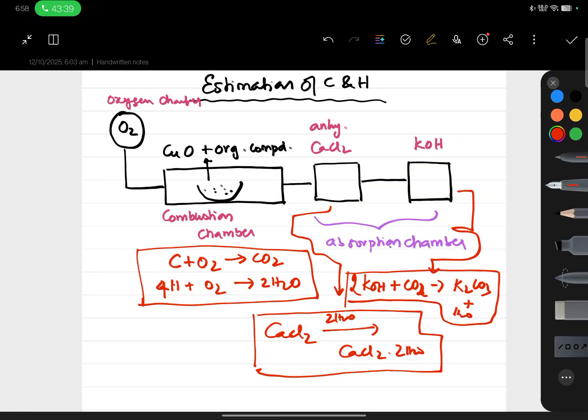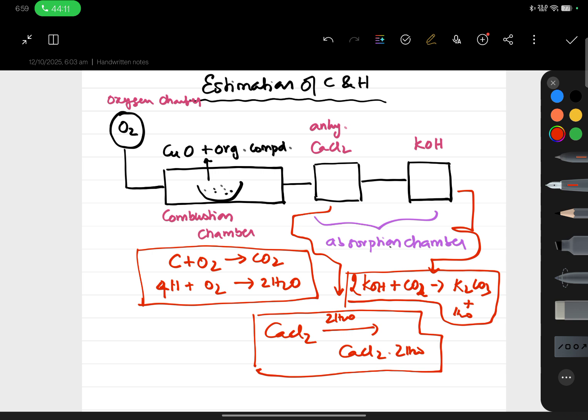So the basic idea behind estimation of carbon and hydrogen, this particular method is called Liebig's method. So the oxygen burns the organic compound. The organic compound contains carbon and hydrogen, which gets converted to carbon dioxide and water. The water is absorbed in the calcium chloride chamber, and then carbon dioxide is absorbed by the potassium hydroxide chamber. Since they are absorbed, they both together are called the absorption chamber.